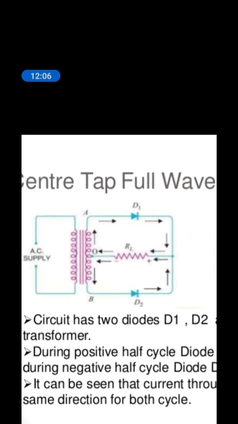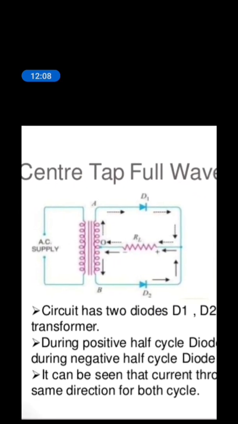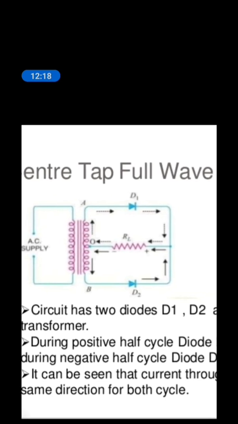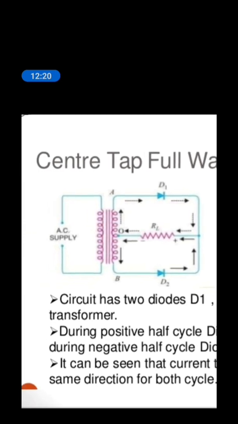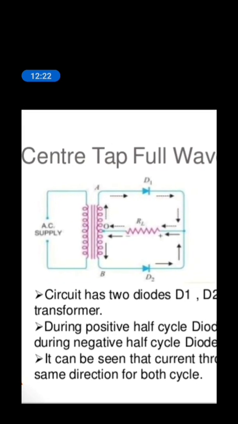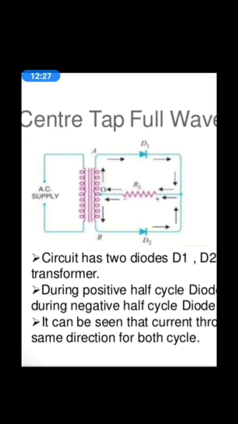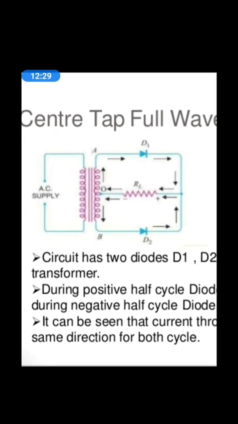So we get the output for each half cycle of the AC input signal, and for both the half cycles we get the output across the load resistance RL, and current flows through the load resistance RL in the same direction for both the half cycles.